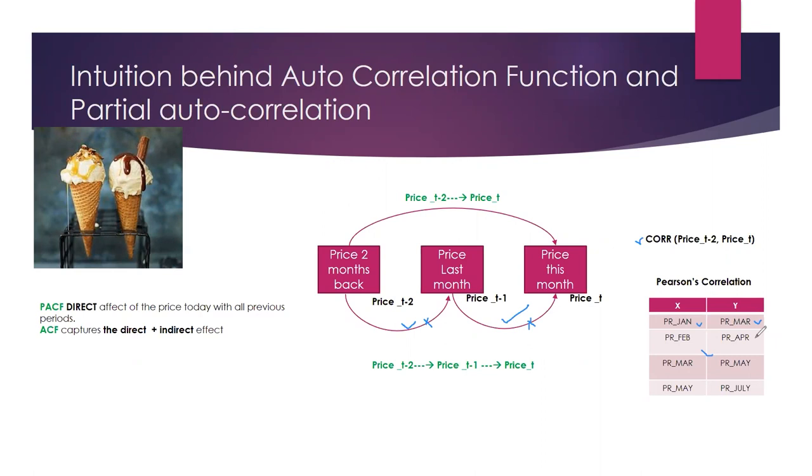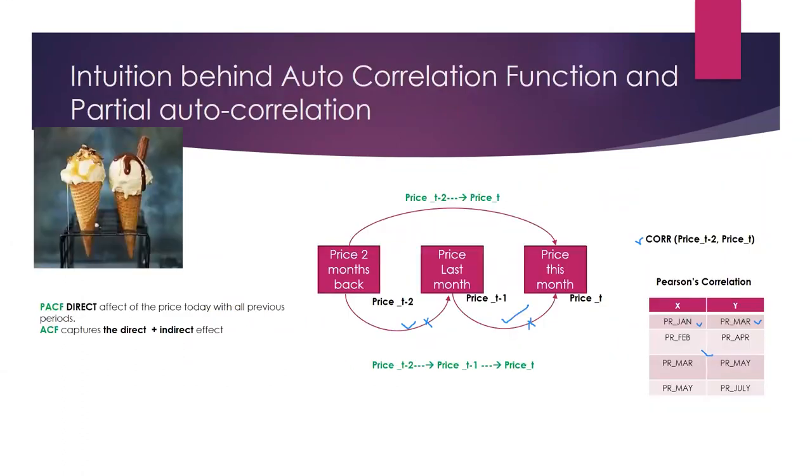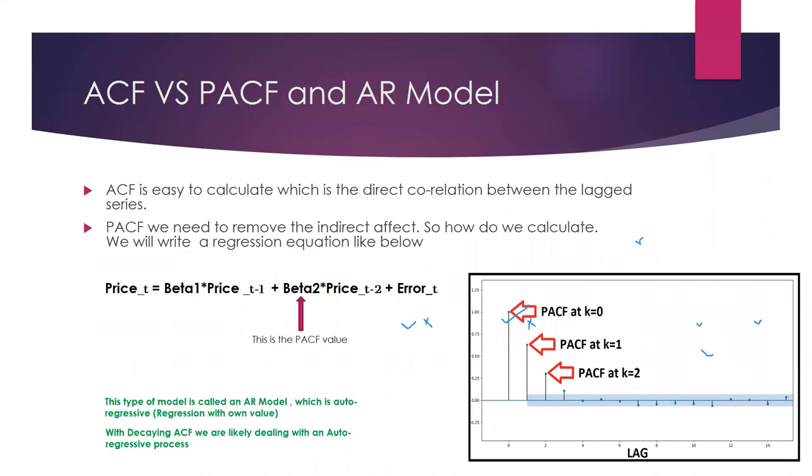Now, the difficult part is finding the PACF, which is the direct effect. So how do we find the direct effect? I'll go to the next slide. ACF, we saw, is the correlation between the lagged series. So this is nothing but your lagged series: series one and series two, with a 2 months lag period. In order to find the PACF, we'll use a regression. I have written one regression equation here: the price today depends on some coefficient times the price last month, plus some coefficient times the price 2 months back, and when I'm predicting this price there might be some error. The coefficient you get from this regression equation is nothing but your PACF value.